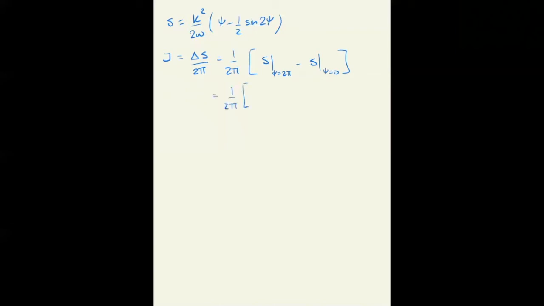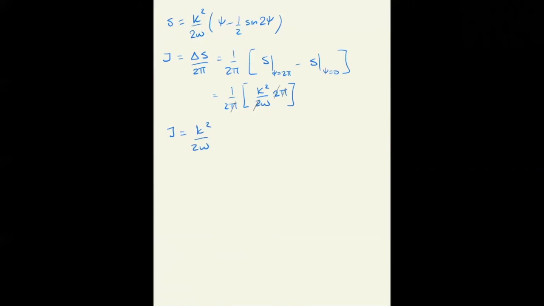The first term is then k squared over 2 omega times 2 pi. And for psi equals 0, both terms are equal to 0. Psi is 0 and the sine of 0 is also 0. So that's the only thing that you have, the first term. So the 2 pi also cancels. And then you have the action. The action is equal to k squared over twice omega.